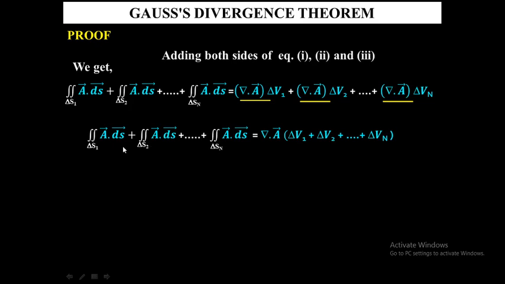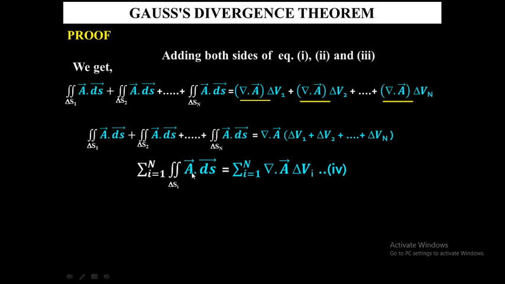So this left hand side, because this is delta S1, delta S2 up to delta Sn, here delta V1 plus delta V2 up to delta Vn. This sum can be written in terms of summation, summation from 1 to n. So the left hand side can be written as summation over i equal to 1 to n of the surface integral over delta Si of vector field A dot dS, since i is from 1 to n.